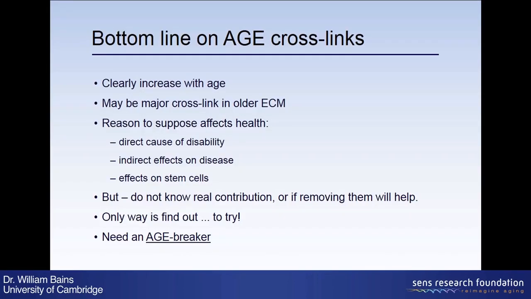We don't know how much of this is due to crosslinks and how much is due to glycation end products. So, bottom line on glycation end products: they clearly increase with age, and may be a major crosslink in the older extracellular matrix. There is good reason to suppose they affect health in direct and indirect ways, but we don't know the real contribution they make. They may be really important, we don't know. And the only way to find out is to try to get rid of some and see what happens. This means we need what's called an AGE-breaker drug, a drug that will crack open AGEs and get rid of them.